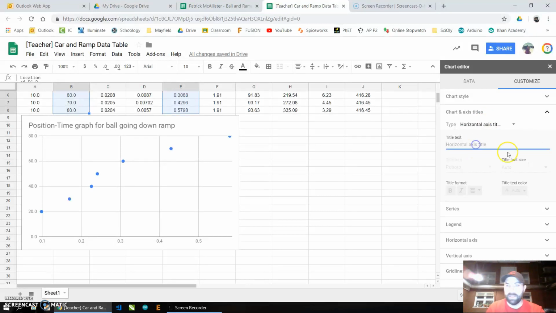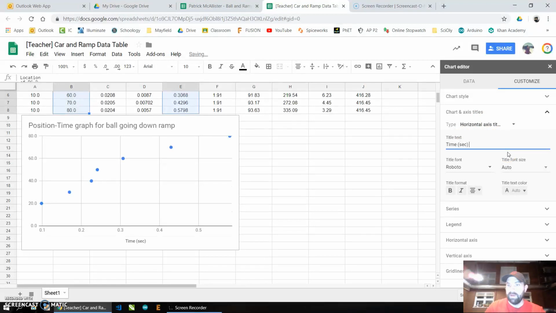The horizontal axis, I need to make sure that that is labeled. That would be the time in seconds. And then I could make a note, it's the AB time.